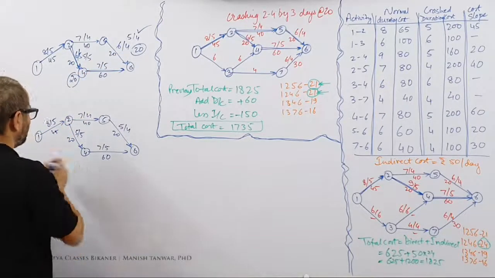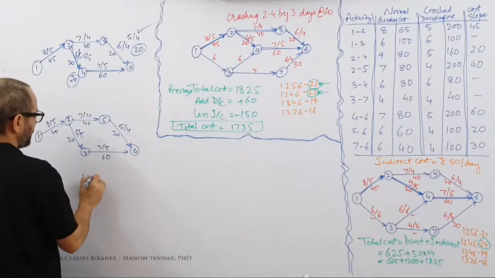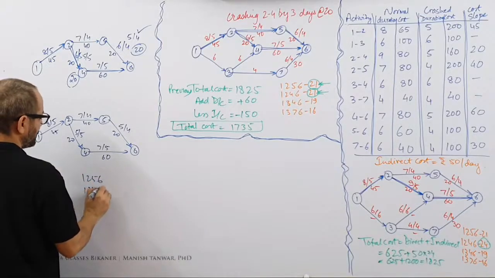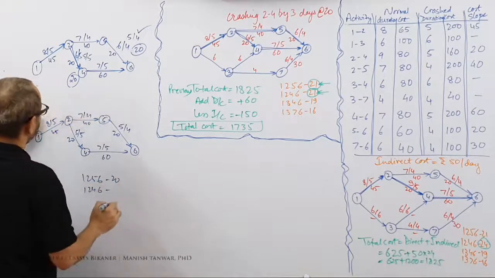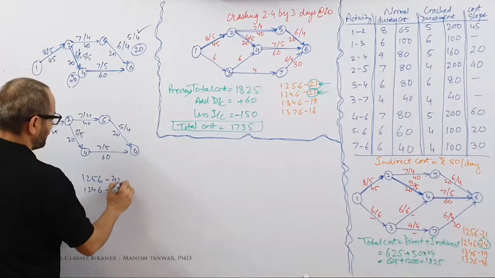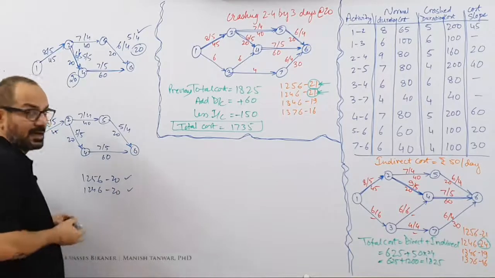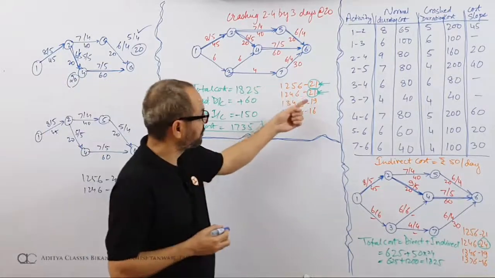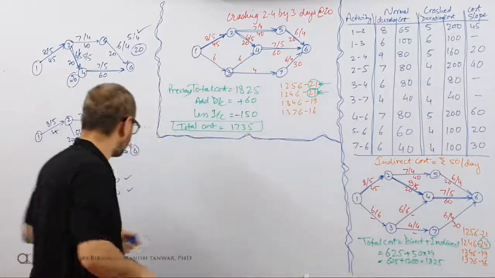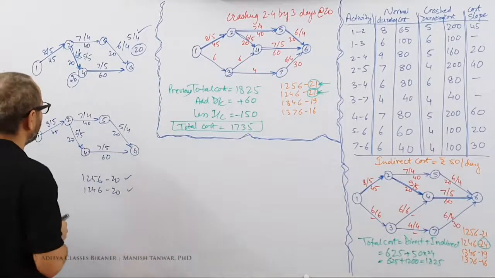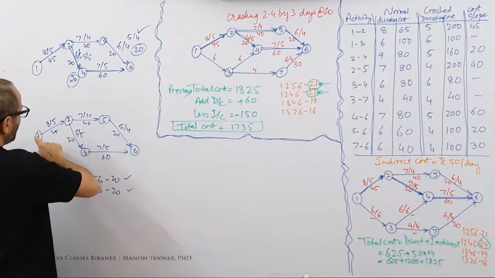Let me check the paths. 1, 2, 5, 6, 1, 2, 4, 6. Durations are 8 and 7, 15 and 5, 20. 8 and 5, 13 and 7, 20. Correct. But I actually wish to bring it down to 19. 21 should be brought down to 19. Can it be brought down to 19? Do we see any scope?